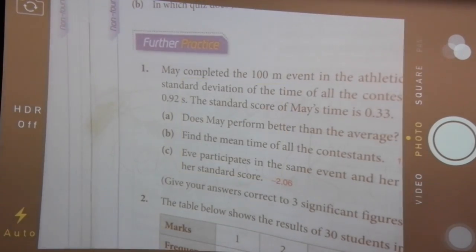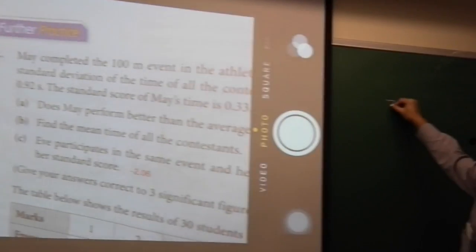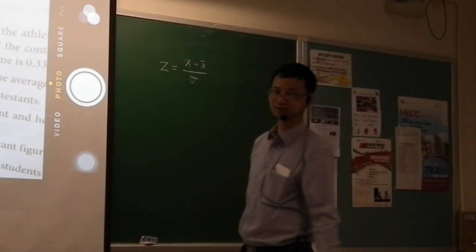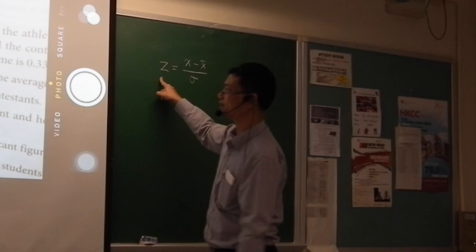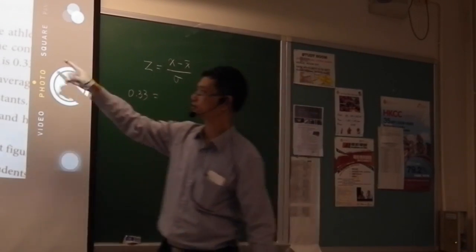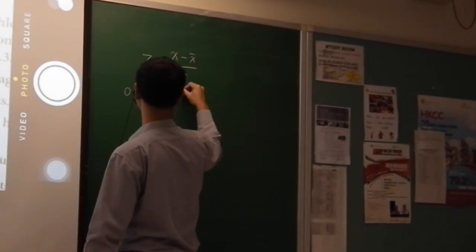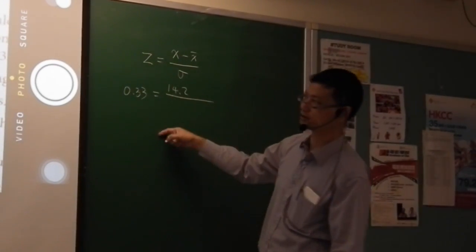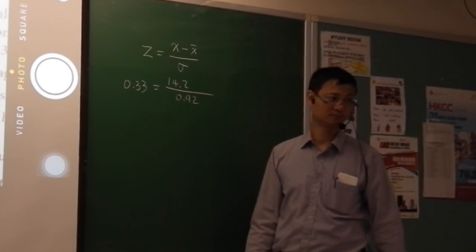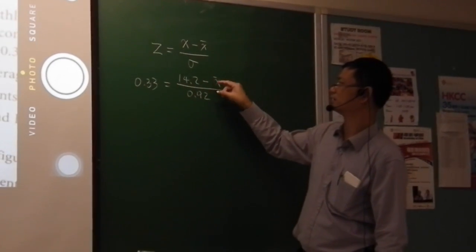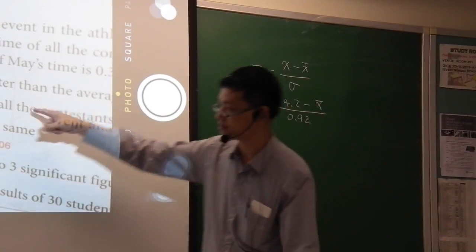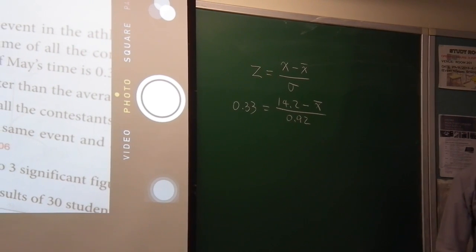Now, making use of the formula. The formula is the standard score z equals x minus mu divided by the standard deviation. Now, z is 0.33, a known value. X is the time of May, which is 14.2 seconds. The standard deviation is 0.92. So the only unknown is the average. So by making use of this formula, you will be able to find the mean time. Okay?